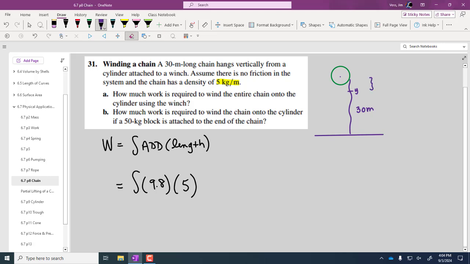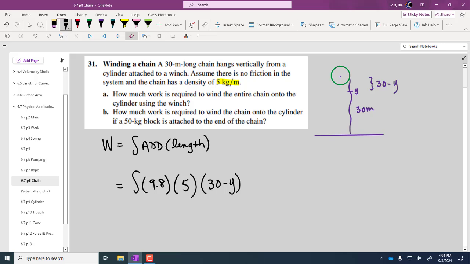So that distance right there will be 30 minus y. Right, the whole length is 30. The height of that speck of rope is at y. So the leftover is 30 minus y. So it's the whole thing minus where it's at. 30 minus y.